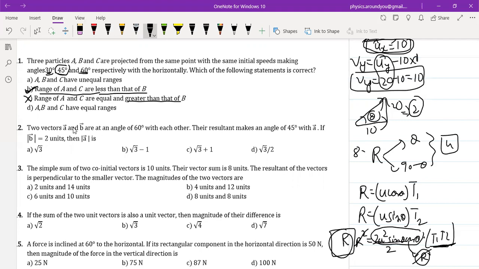Next, two vectors A and B are at an angle of 60 degrees with each other. The resultant makes an angle of 45 degrees with A. If the magnitude of B is 2 units, then what is the magnitude of A? This is a typical example of how formulas can save the day.